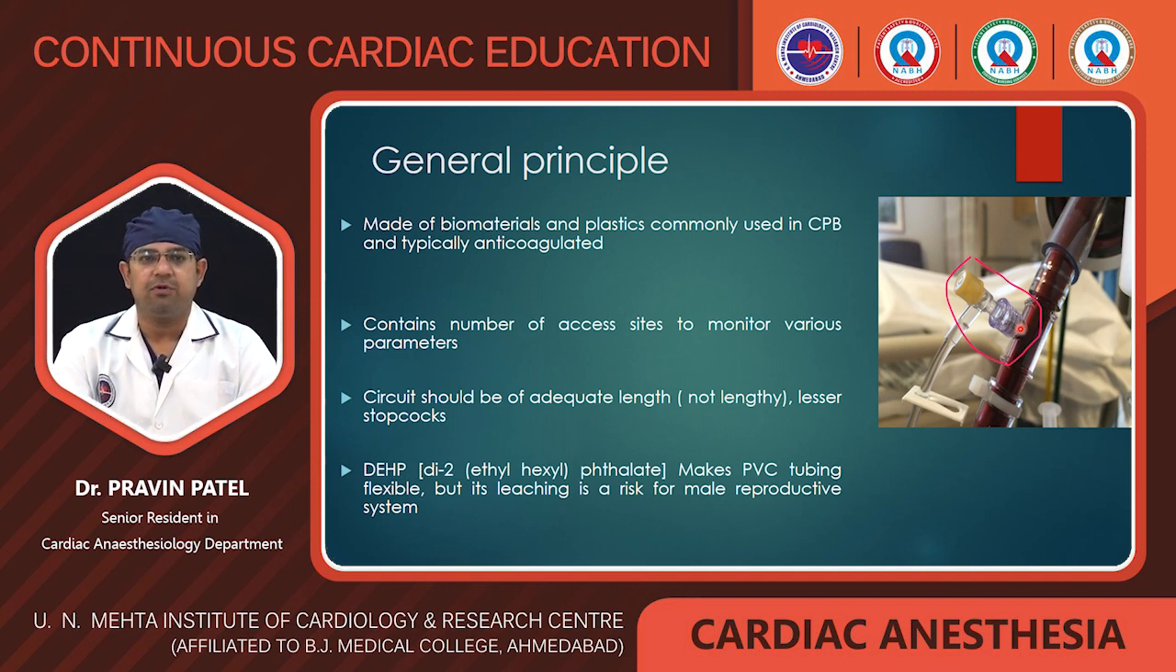Another component is DEHP, that is called di-2-ethylhexyl phthalate. It makes the PVC tubing flexible, but the problem is the leaching, which poses a risk for the male reproductive system. However, we are not using DEHP nowadays because it has been removed from the ECMO system, but still it was one of the components which was problematic.